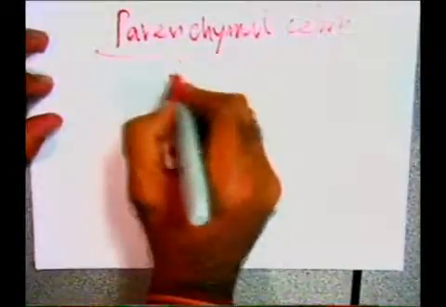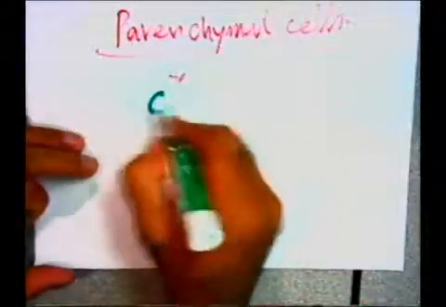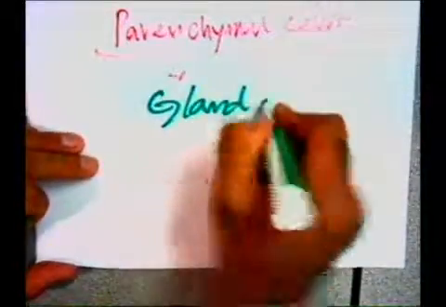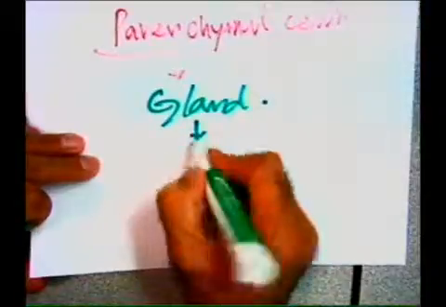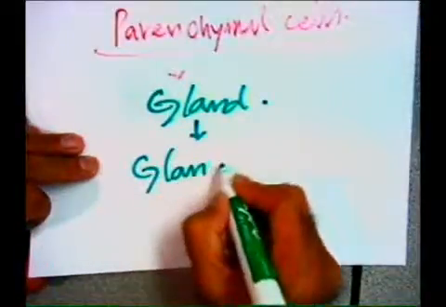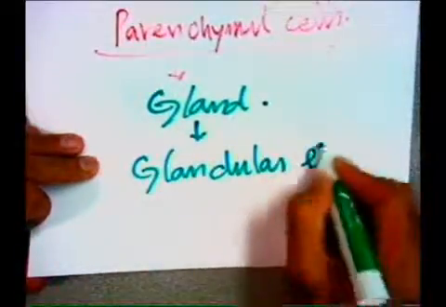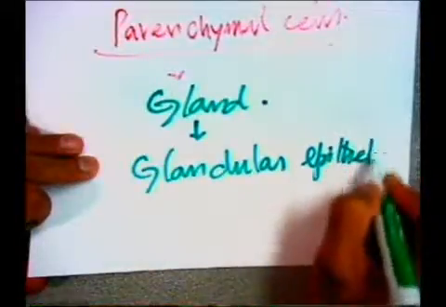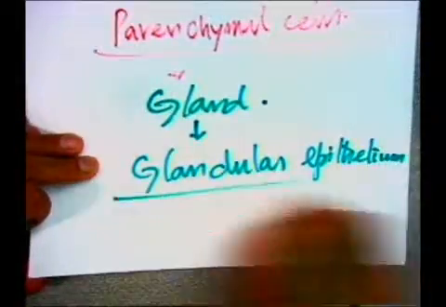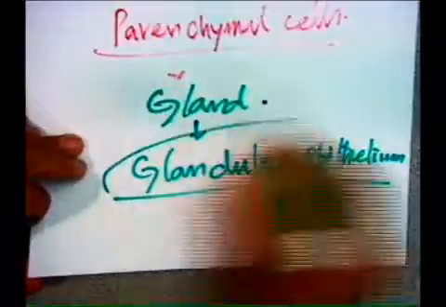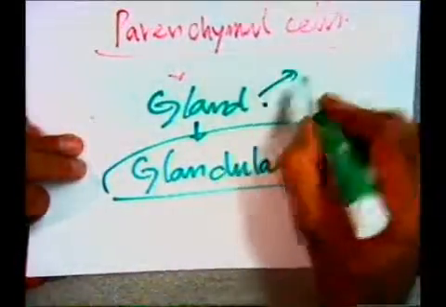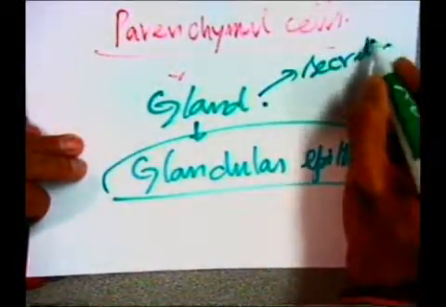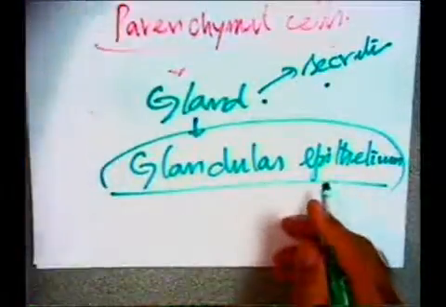Parenchymal cells. Parenchymal cells are present in a gland, so we call it a glandular epithelium. So the glandular epithelium, what will the gland do? It will secrete hormones, enzymes, and everything.